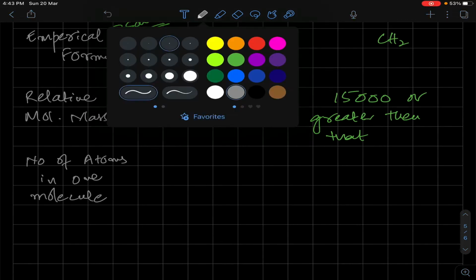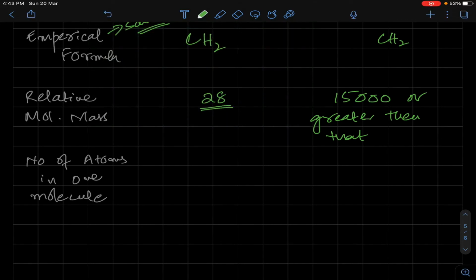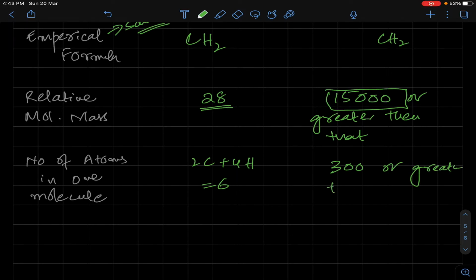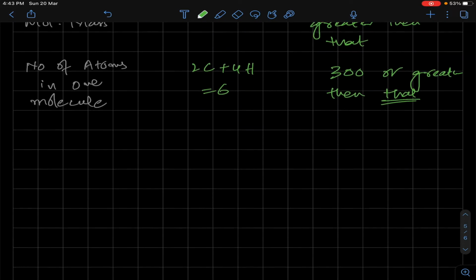Right, so the number of atoms present in one molecule of ethene is 2 carbon atoms plus 4 hydrogen atoms. So in total, we have 6 atoms. And if we calculate the number of atoms for a molecular mass of 15,000, it is at least 300 or greater than that. You don't have to memorize it, but you must have an idea of this difference, how large an addition polymer is as compared to its monomer, right?